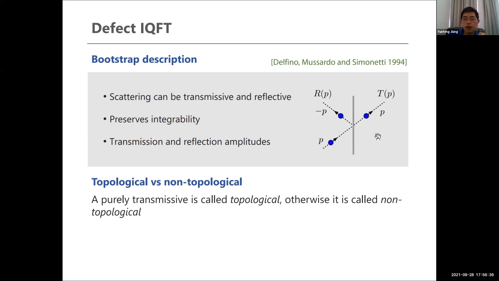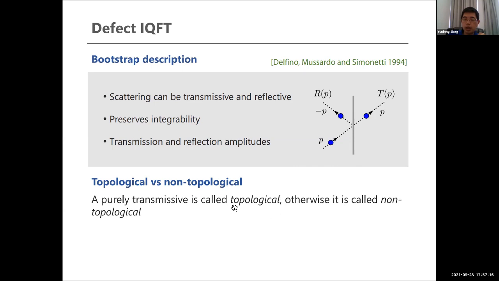About the defect, it's actually important to distinguish two kinds of defects. One is called topological defect, the other is non-topological defect. In terms of integrability, the topological defect just means purely transmissive. So if you have a defect that if a particle hits it, it never gets scattered back, it just goes through, picking up some phase factor, this type of defect is called topological. Otherwise, it's called non-topological.